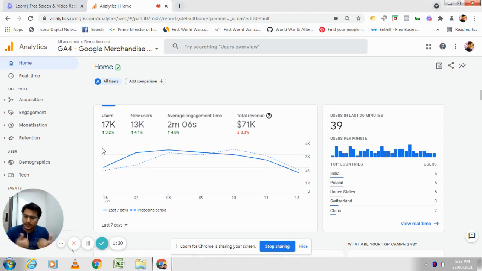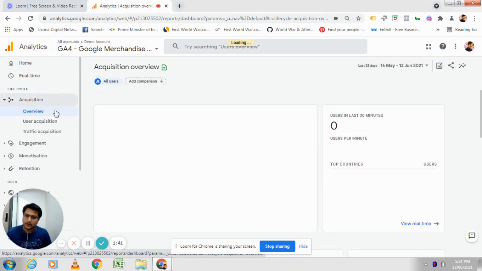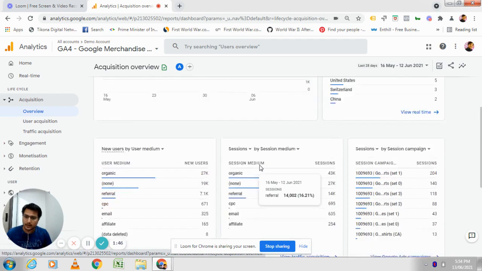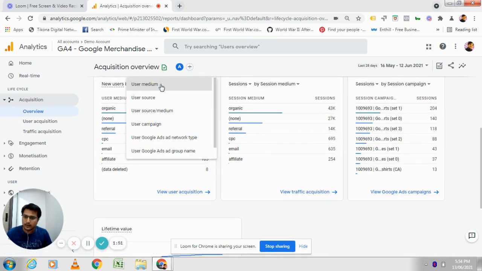Now, these four things are differentiated from each other, and they are the four segments of the story. Coming to the first part of the story, how your customers are coming, that is discussed under acquisition. In this segment, you can understand the different channels, different sources, and how the customers are coming. You can see who the new users are, and you can filter them with these options.